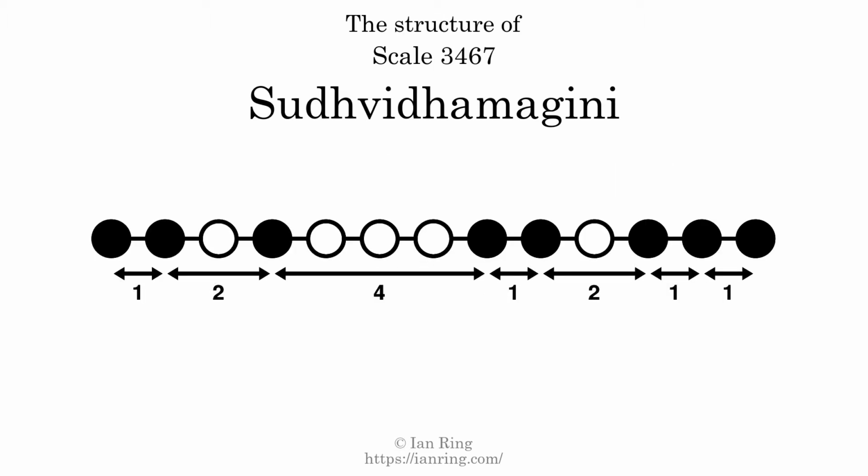The structure of a scale is a description of the interval distance between each successive tone. This scale has a structure of 1 2 4 1 2 1 1.